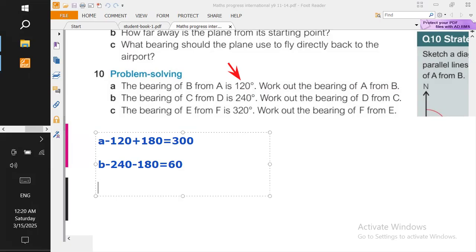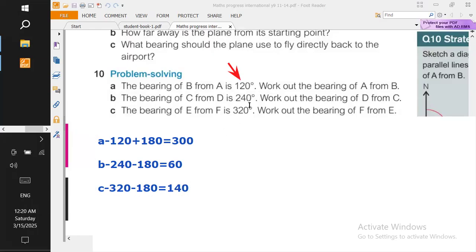Good. Now the last one, which is C, the bearing that they gave us is 320. Now 320 is more than 180. It means what do we do to it? Very good. We subtract 180 from it to find the other bearing. So 320 minus 180 will give us 140.